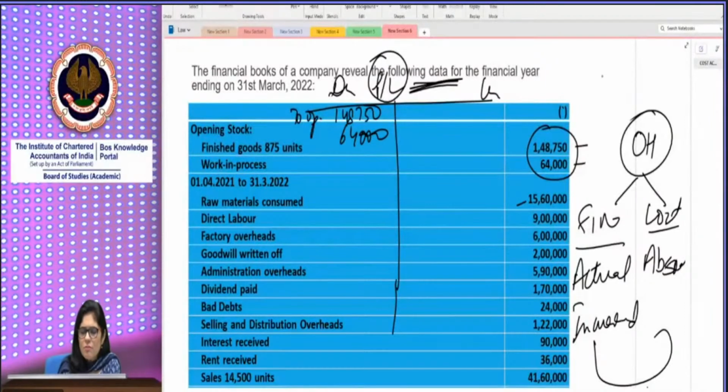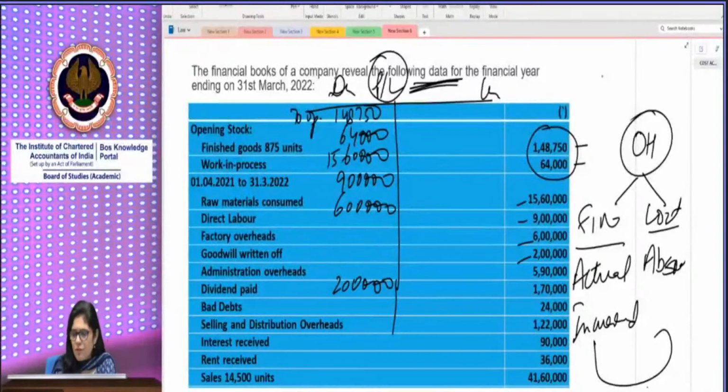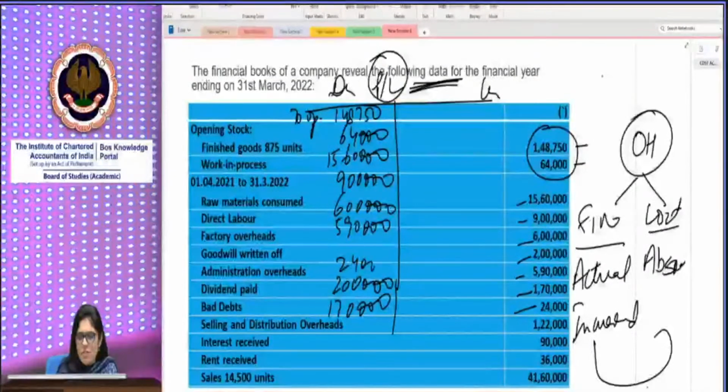Raw material consumed, again it's an expense, 15,60,000. Direct labor, again it's an expense. Factory overheads, again it's an expense. So I'm writing all the expenses combined together in the profit or loss account. Goodwill written off, I'm writing it over here. We write it in profit or loss. Administration overhead, I'm writing the production part on the top first. Dividend paid, again it's an expense to us. Bad debts, again we will treat it as a loss. Selling and distribution overheads, again an expense.